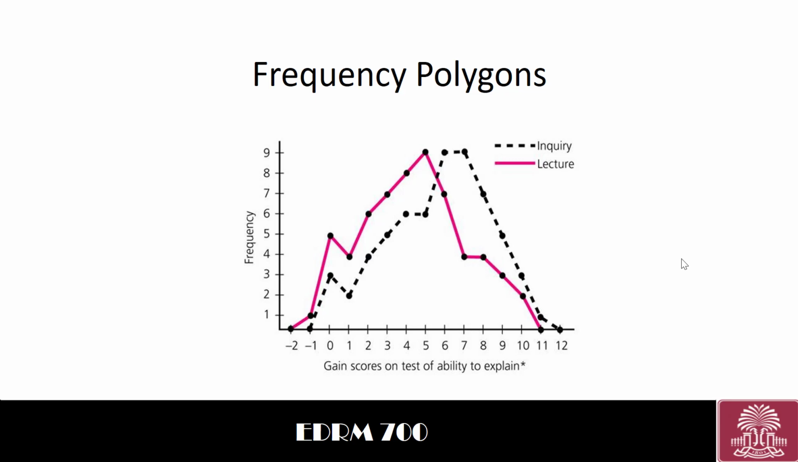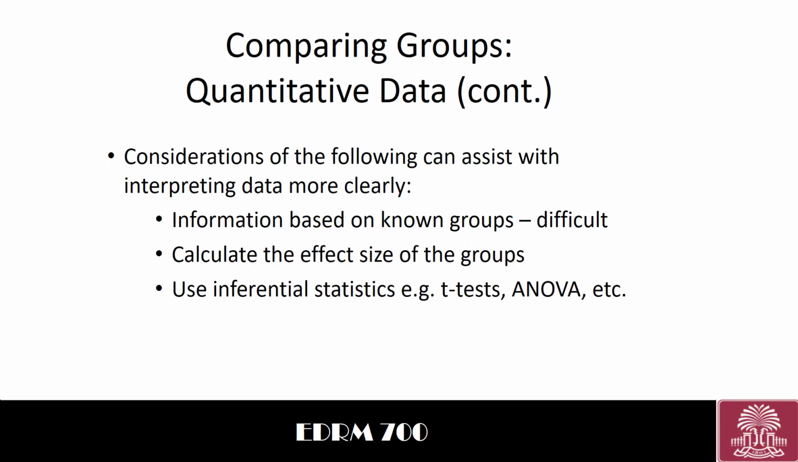Once we have those descriptive statistics calculated, we have to interpret them. Consider the following to help you interpret the data: information that is based on known groups, calculating the effect sizes of the groups, and using inferential statistics such as t-tests and ANOVAs, which we saw in the last chapter.